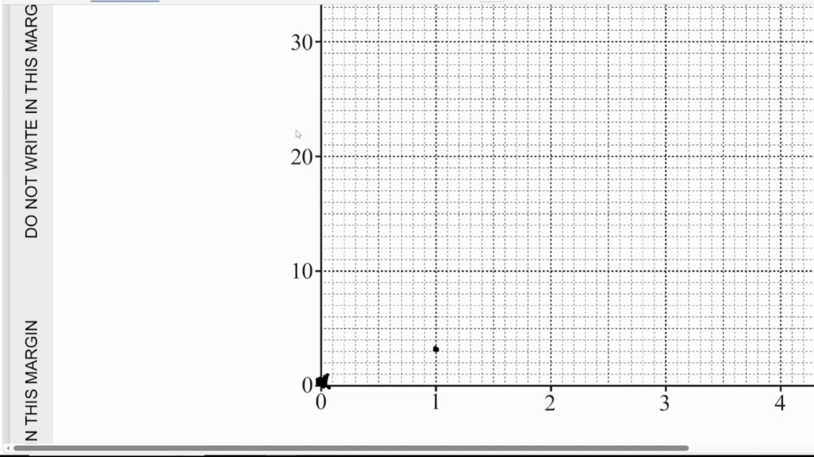Then next is 2, 10. 2 here and 10 here. Next one is 3, 21. 3 here, 21 here. The next one is 4, 36.